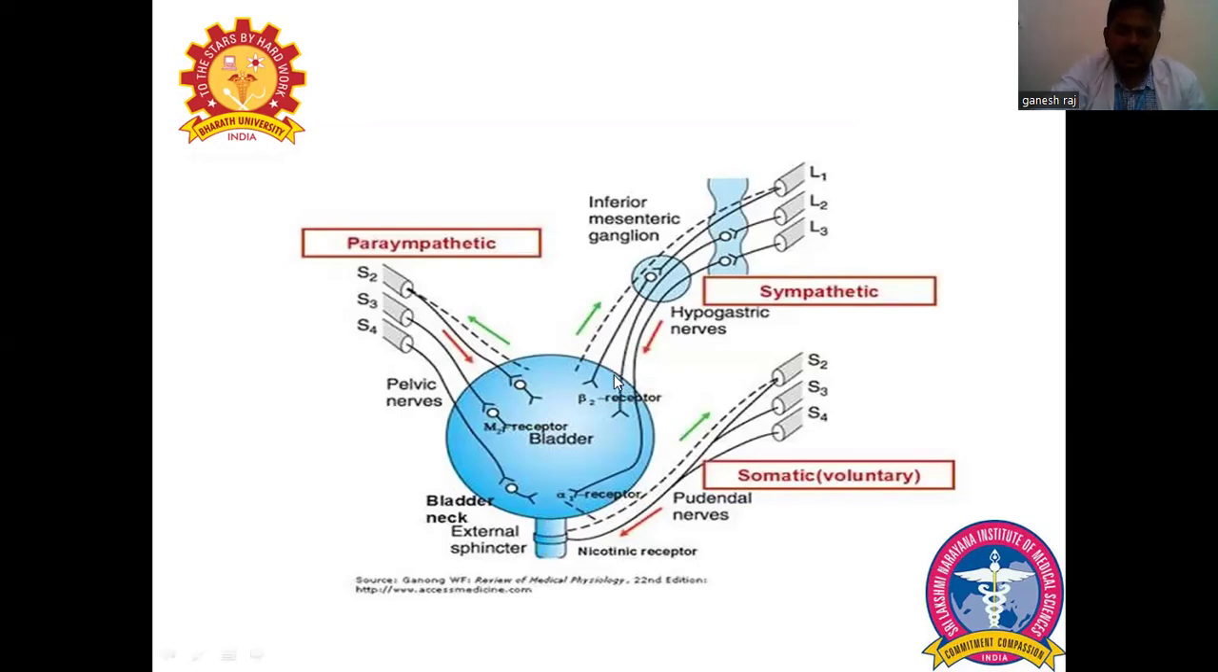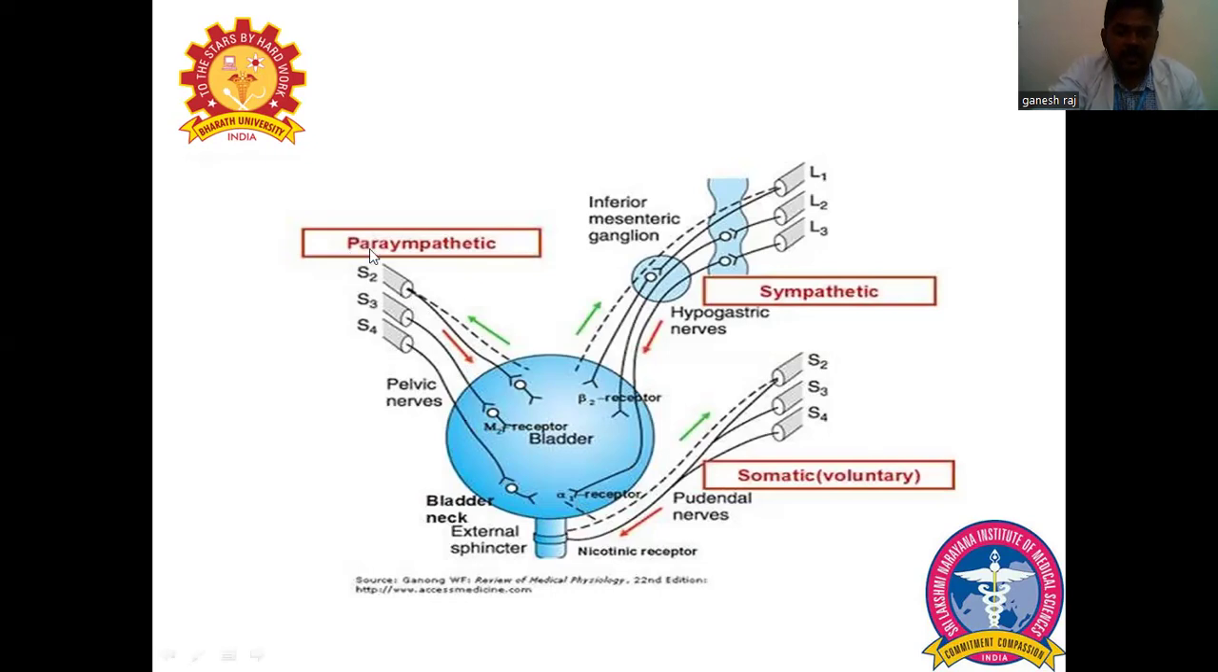In the body of the bladder, we know we have a muscle called the detrusor muscle. This detrusor muscle is a smooth muscle. And at the neck region, we have a sphincter called the internal urethral sphincter. We know that is also a smooth muscle. So smooth muscles in our body are supplied by the autonomic nervous system, that is, parasympathetic and sympathetic nerves. Here also the parasympathetic nerves and sympathetic nerves supply the detrusor muscle and internal urethral sphincter.